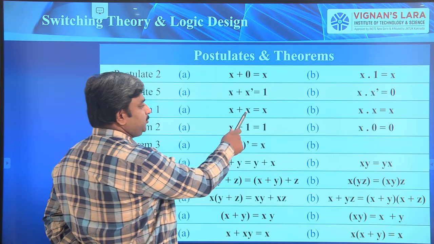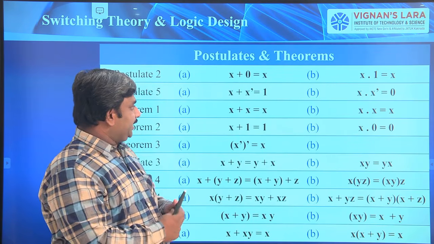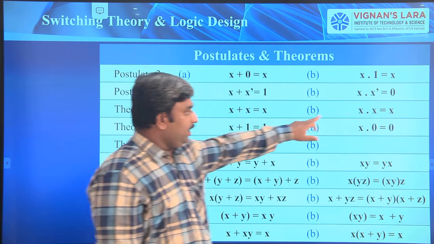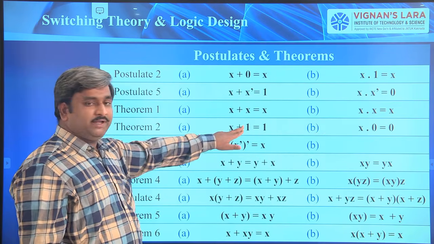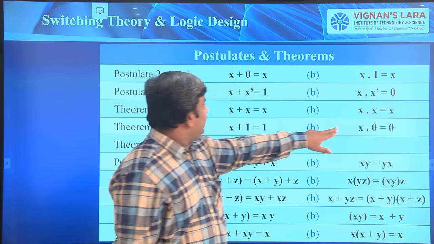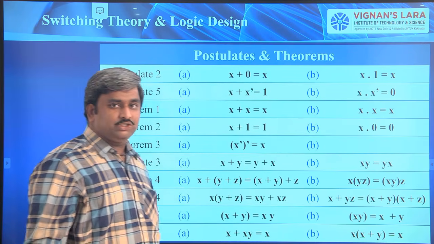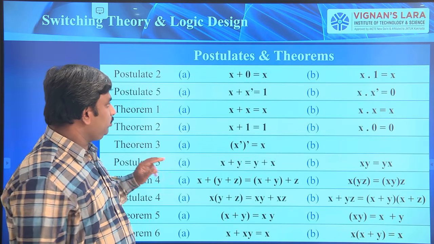Here theorem 1: x plus x is equal to x, and x into x is equal to x. We have to prove this. Next theorem 2: x plus 1 is equal to 1 and x dot 0 is equal to 0. That is also we have to prove.